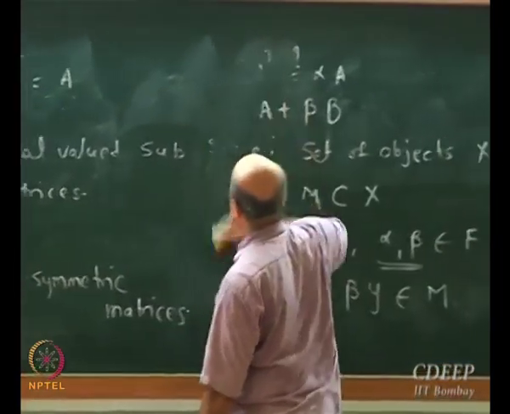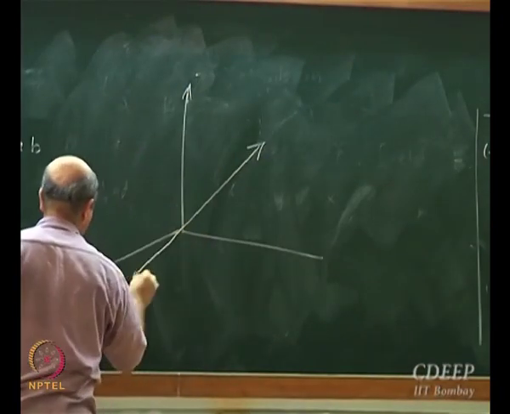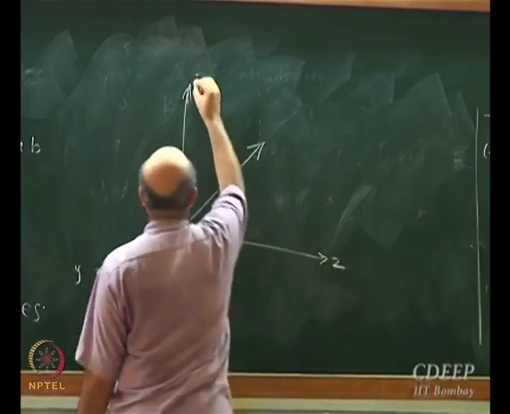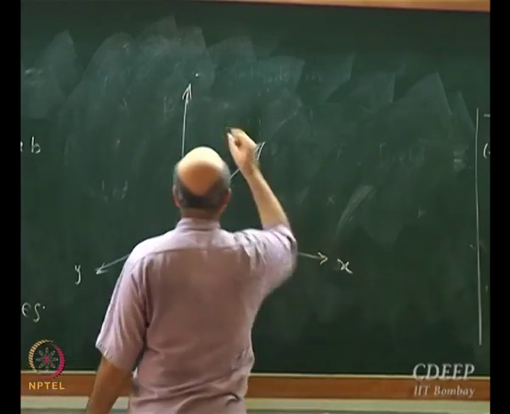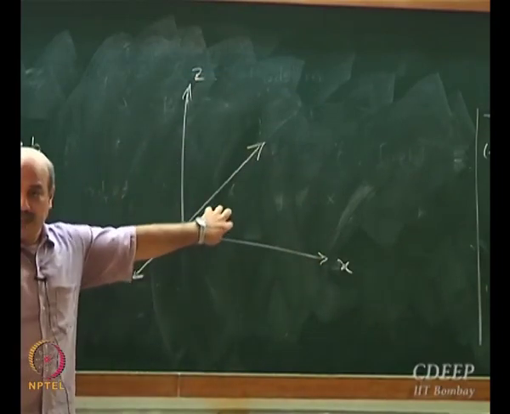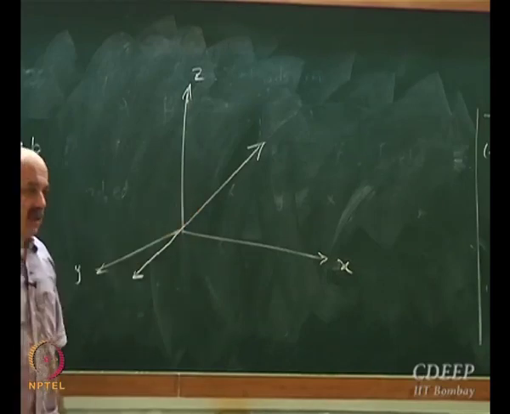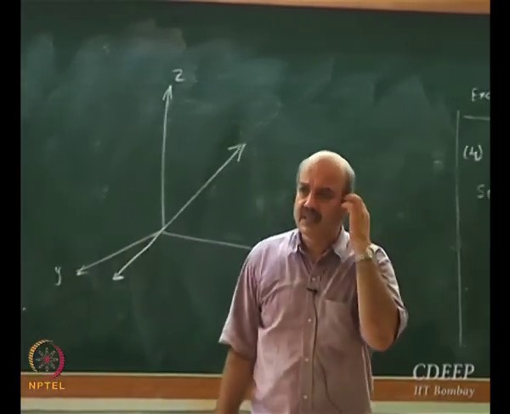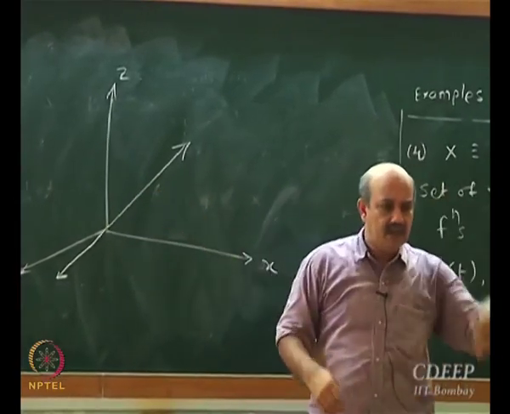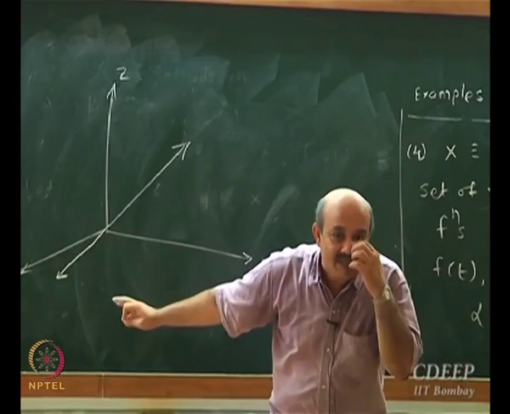Let's look at this subspace. This is a line passing through the origin, and all of us agree that this is a subspace. Okay? It's a line passing through the origin. Any vector on this line will be represented by three components.